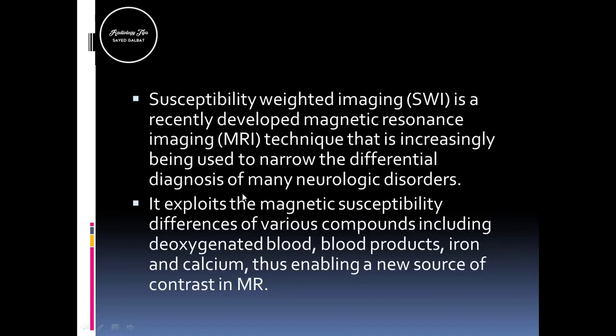So susceptibility weighted imaging is a recently developed magnetic resonance imaging technique that is increasingly being used to narrow the differential diagnosis of many neurological disorders. It exploits the magnetic susceptibility differences of various compounds, including deoxygenated blood products, iron, and calcium, thus enabling a new source of contrast in MRI.